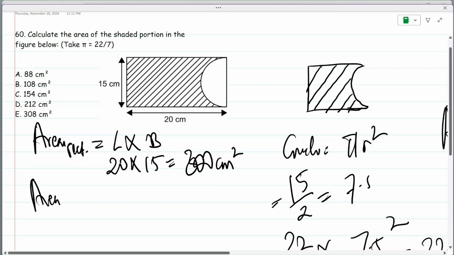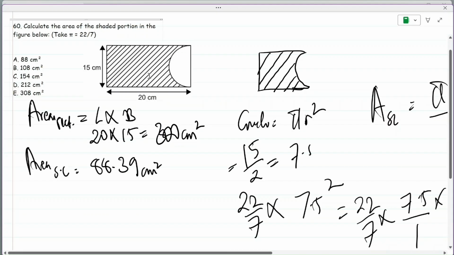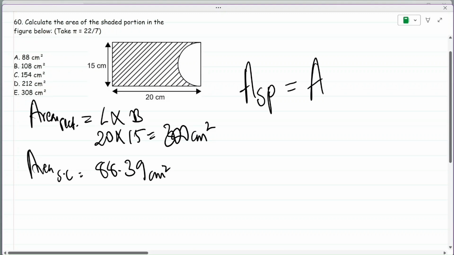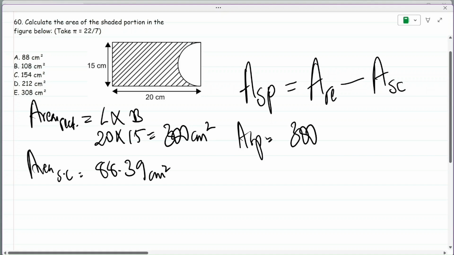Let's write it. Area of semicircle is 88.39 centimeters square. To find the area of the shaded portion, you do the area of the rectangle minus the area of the semicircle. Let's say shaded portion as SP equals area of rectangle, that's RE, minus area of semicircle, that's S for semi, then C for circle. Area of shaded portion is the area of the rectangle, 300, minus the area of the semicircle, which is 88.39, is 211.61. For the area of the shaded portion, you can put centimeters square.